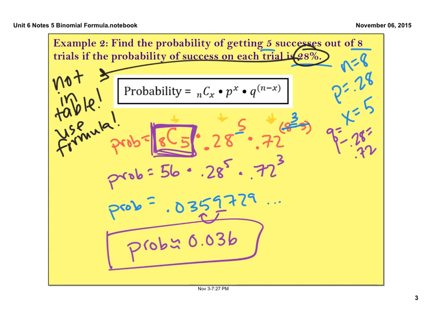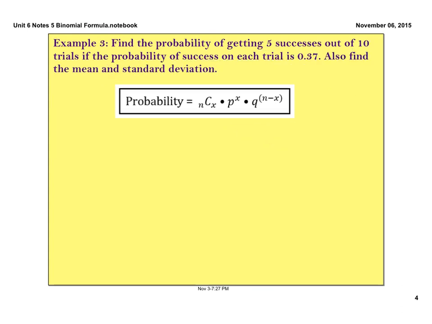All right, let's try the next one. We're going to look at example 4 here. Find the probability of getting 5 successes out of 10 trials if the probability of success on each trial is 0.37. All right, so again, my n is equal to 10, my x is equal to 5. Both of those things are in our probability chart of the common ones. However, this probability value of 0.37 is not. Since 0.37 is not in the table, that means I need to use the formula. The other thing that's really good to find from the beginning is your q value. So q is going to be 1 minus 0.37, which gives me 0.63.